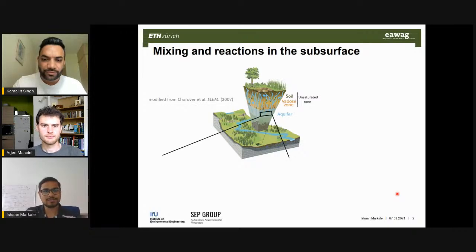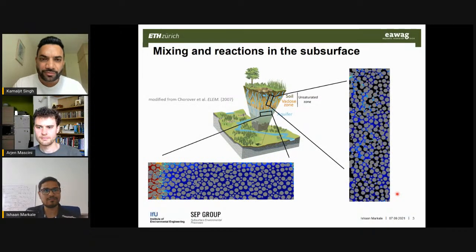Now, if we look specifically at the aquifer, what I'm showing in the left figure on the bottom is two fluids mixing inside the aquifer in a two-dimensional system, where the gray color is the solids, and what you can see is that the fluids are mixing more or less homogeneously in the pore space.